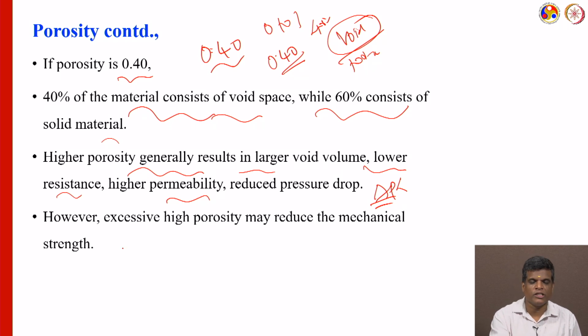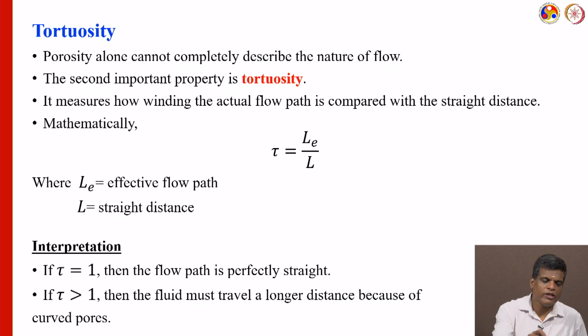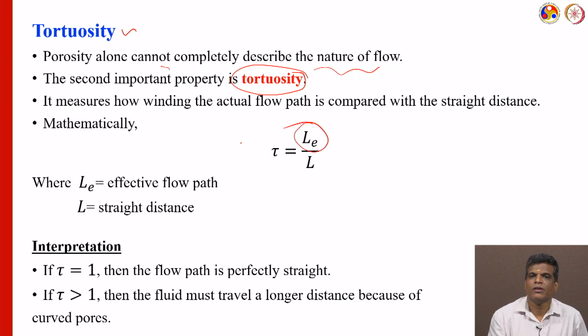However, if the porosity value is very high, it may reduce the mechanical strength. When the porosity is very high, the mechanical strength automatically decreases. Another parameter is tortuosity. Porosity alone cannot completely describe the nature of flow, so the second important parameter is tortuosity. It measures how winding the actual flow path is compared to the straight distance.